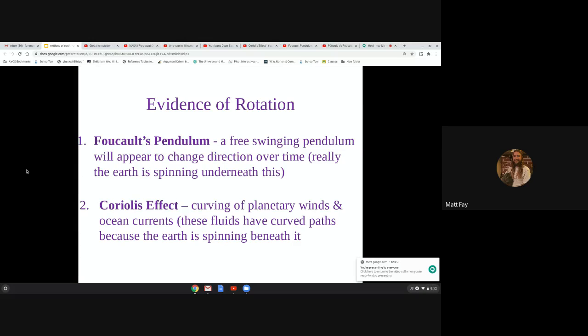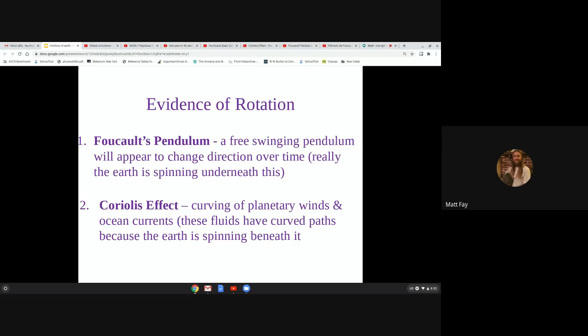Okay, how else do we know that the Earth is rotating? Well, obviously, I think it's obvious, we have pictures from space and videos from space. And for the last 40, 50 years, we've been able to see the Earth spin from space.